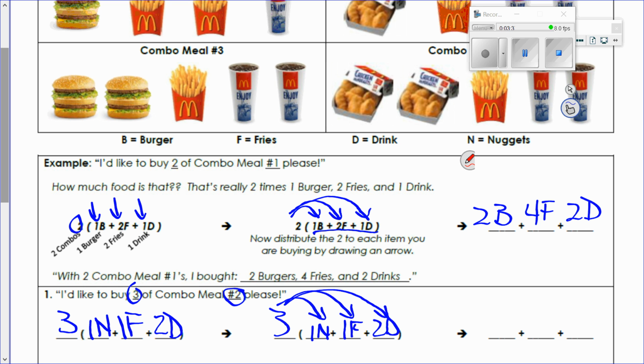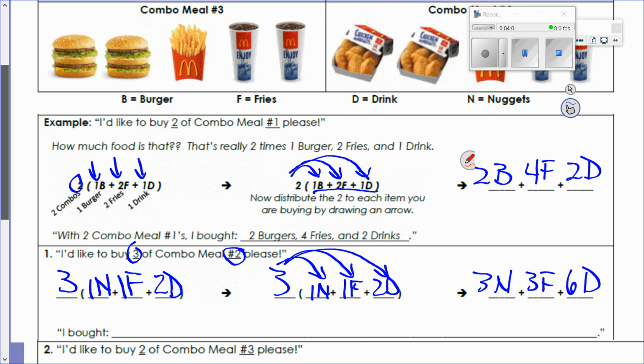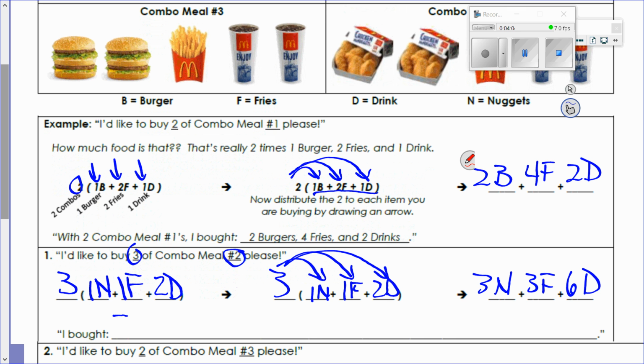So in the end, what do I end up with? I have 3 of the 1 nugget, giving me how many nuggets? 3 nuggets. I've got 3 of the 1 fry, giving me how many fries? 3 fries. And I have 3 of the double drinks, giving me 6 drinks. Does everybody understand it? Makes sense, right? So in the end, what did I end up buying? As I drive away, I should have 3 nuggets, 3 fries, and 6 drinks. Everybody okay with that one?